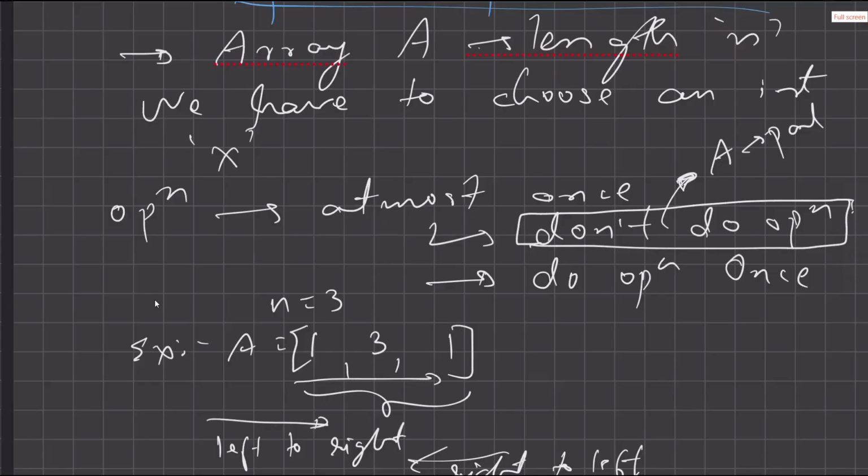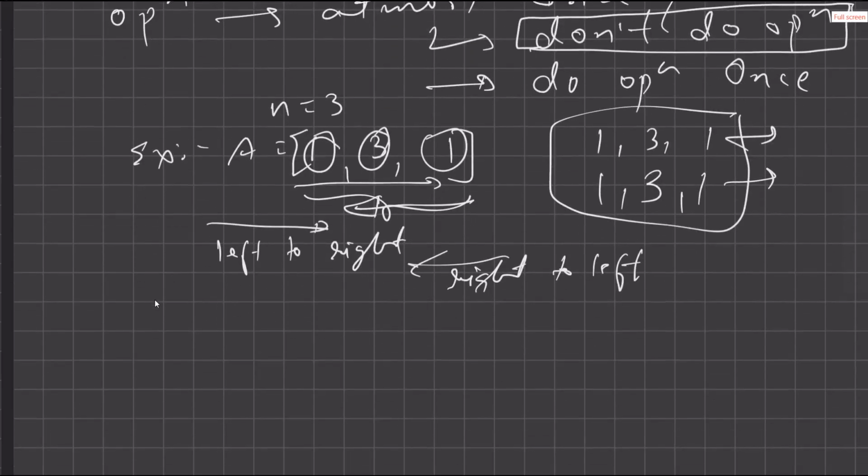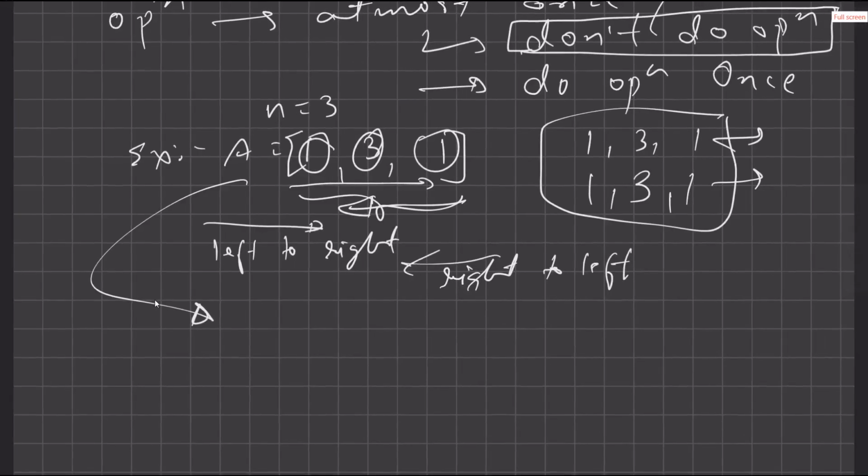Reading from left to right, it is 1 3 1. And reading from right to left, it is again first 1, then 3, and then 1. So definitely both are equal, so it's a palindrome. The other way to look at it is, you check the first element and the last element. Both are the same, so it's a palindrome.